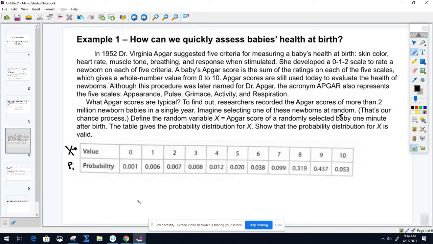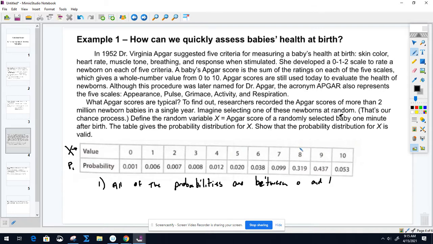Okay, so there's the probability. So how can I show that this is valid? Number one, all of the probabilities are between 0 and 1, right? So we would just say all of the probabilities are between 0 and 1. If any of these values was less than 0 or greater than 1, it's not valid.